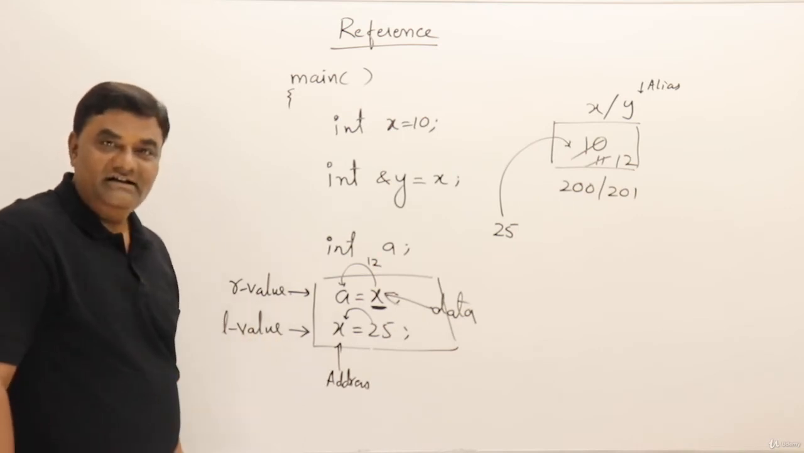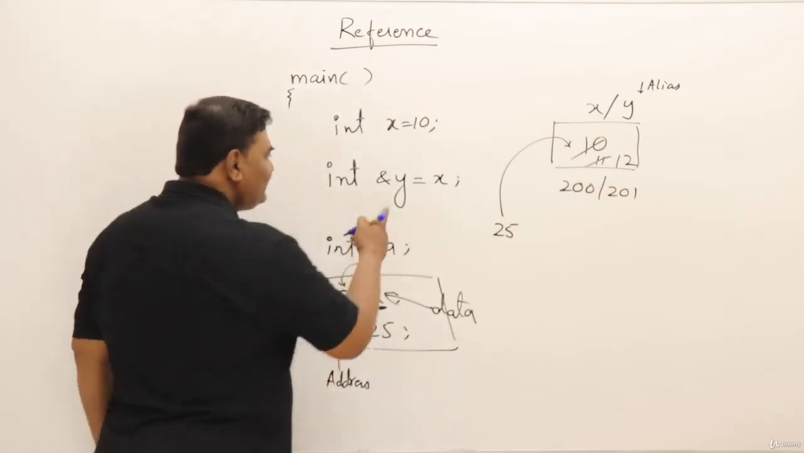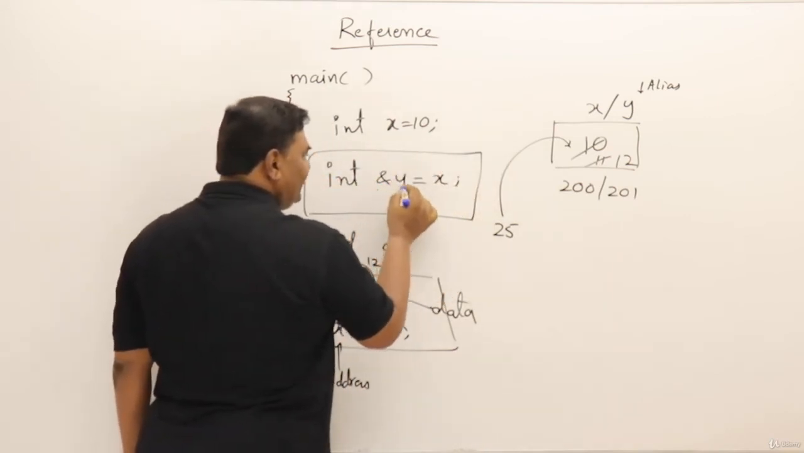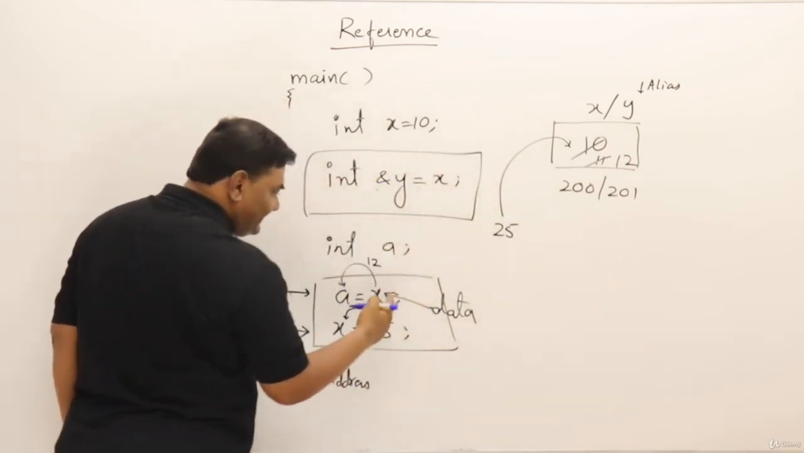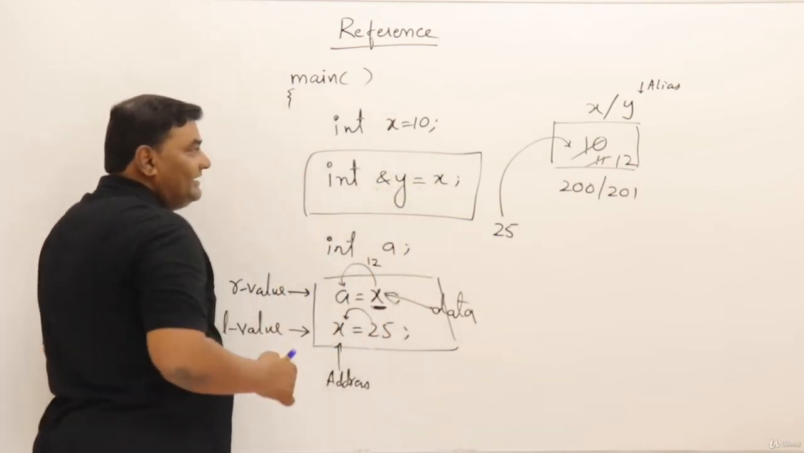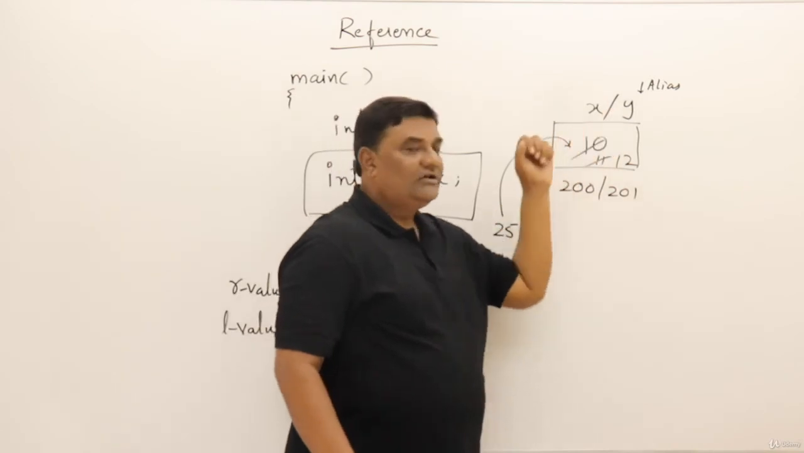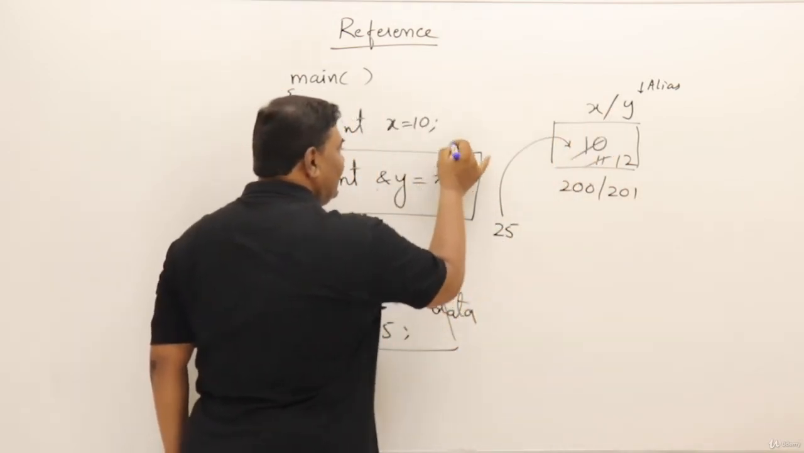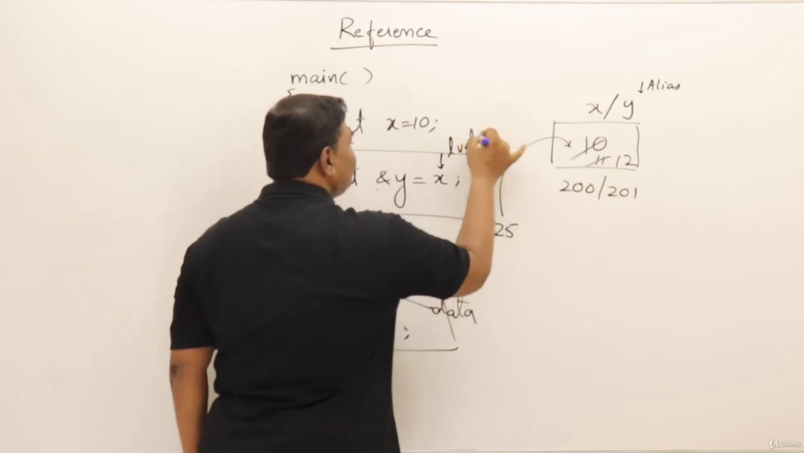L value means address. But here what has happened, you see, in case of reference, when we have written ampersand y assign x, x is written on the right hand side. What is given in the name of y? That same address is given for y also. So it means this x here is the L value of x.